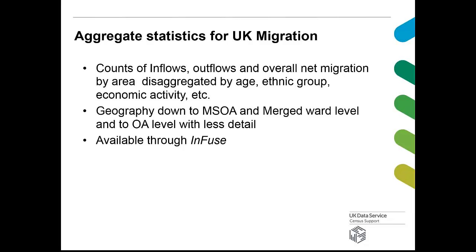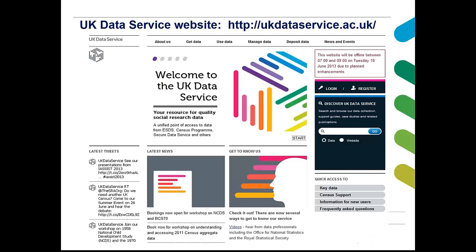We can also look at aggregate statistics for UK migration. I'm not going to go into those today, but it's important to note that they exist. There are or will be counts of inflows and outflows and overall net migration by each area, disaggregated by various observations, such as age and ethnic group and so on. Those go down to MSOA level and to ward level, and also in some cases to OA level, but with less detail. Those are available through Infuse and other services. Infuse is provided as part of the UK Data Service Census support.